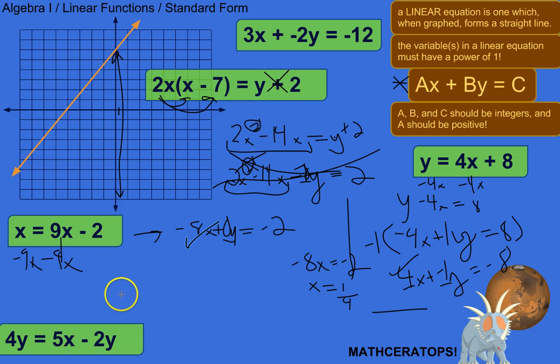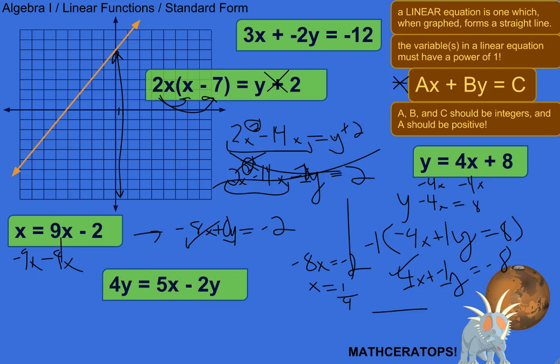4y equals 5x minus 2y. So we want the x's and y's on one side. So actually, I'll do a little trick here. We'll move this y over here. So we've got 0 equals 5x minus 6y. And then I'll just swing the equation around so it's going left to right. 5x minus 6y equals 0.